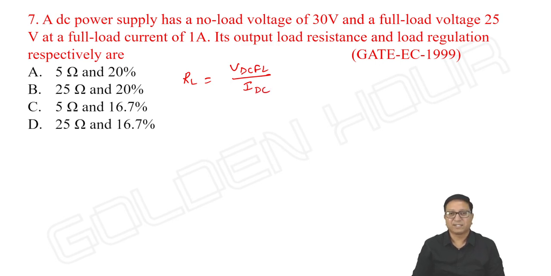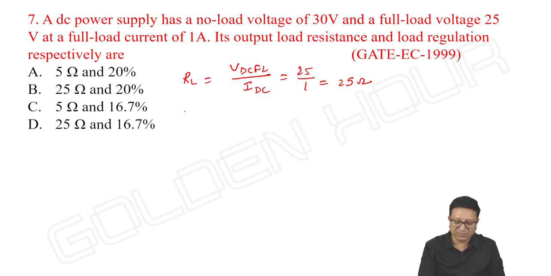Okay, we can write this current due to a load resistance RL. So VDC full load, how much? VDC full load is 25 divided by the load current of 1 ampere, so it is 25 ohms. Okay, so either B or C we can think of.